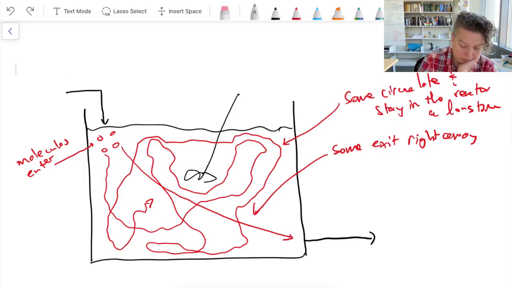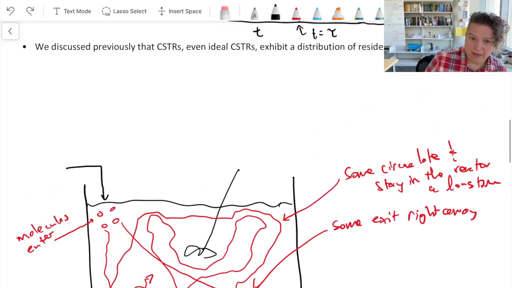And that's going to be due to the fact that the CSTR is well mixed. So everything drops in and immediately assumes this new concentration. We said that to make that happen, some of those molecules are going to leave almost instantly, and some are going to circulate and stay in the reactor essentially forever. Not a very small fraction is going to stay there forever, but some amount will. And that's because we have a residence time distribution.